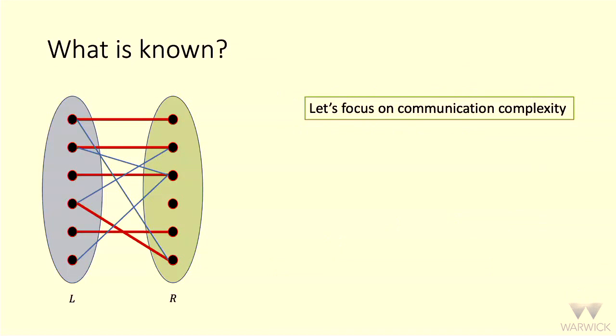Before going into cut queries, let's focus a little on communication complexity. What is known about matching? Again, the trivial bound I mentioned is order n squared, which comes from the way to solve asymmetric submodular function with this amount of communication. There is also a trivial m log n algorithm where Alice just sends all the edges to Bob. There are m edges, each requiring log n bits of communication, so m log n is the communication. That's the trivial upper bound.